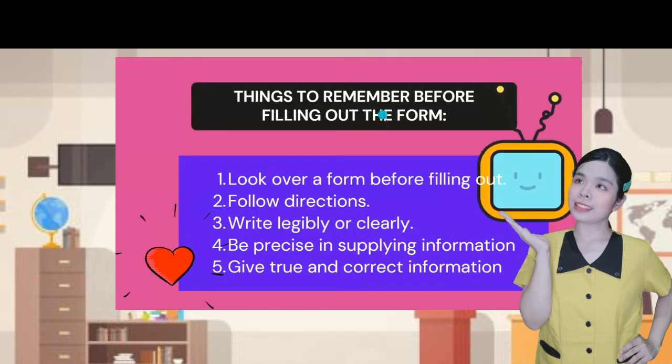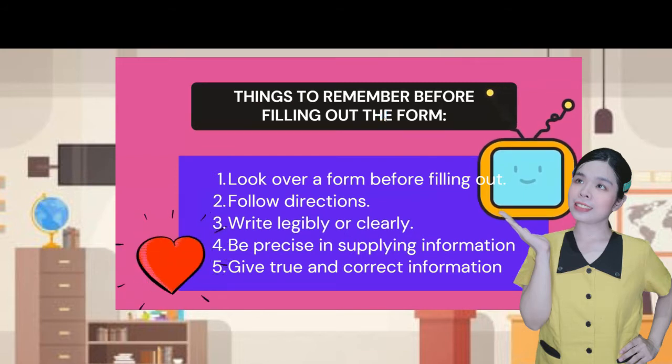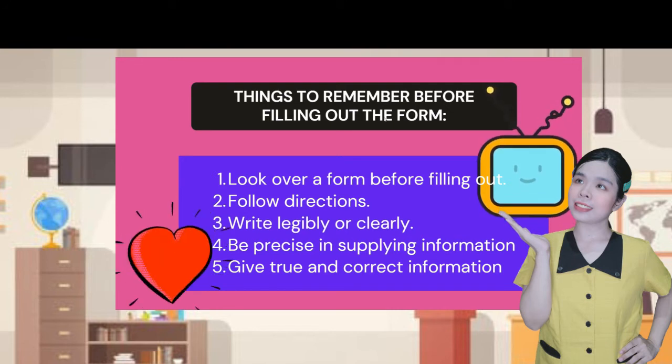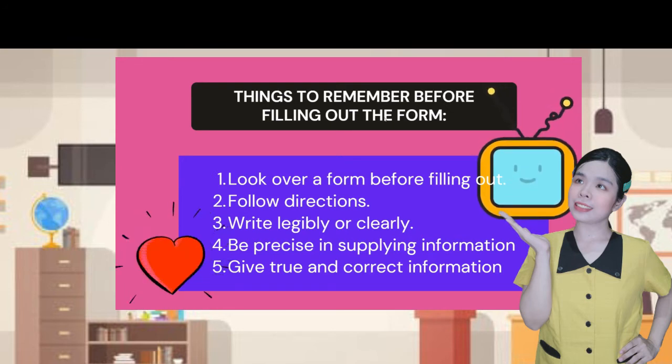There are things to remember before filling out the form. The first one is to look over a form before filling out. Next, follow directions. Next, write legibly or clearly. Number 4, be precise or exact in supplying information. Number 5, give true and correct information, and make sure that all of the supplied information is true and correct.